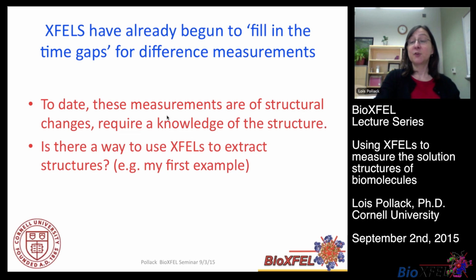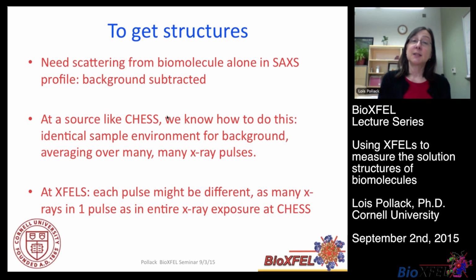Kind of hearkening back to my first example where we were interested in the structure of the protein. And again, to get the structure, we need the scattering from the biomolecule alone in the background, and we have to subtract the background. And at a source like CHESS, this is easy to do. We know how to keep the background constant. We have an identical sample environment to get the background, and we average over many pulses.